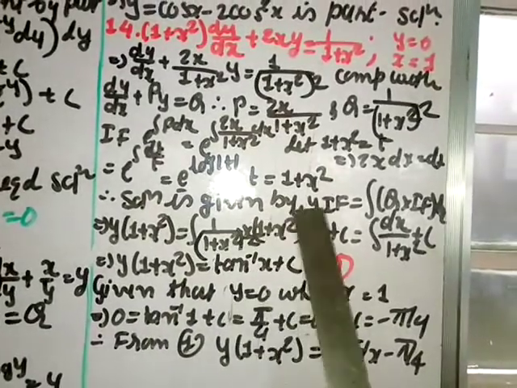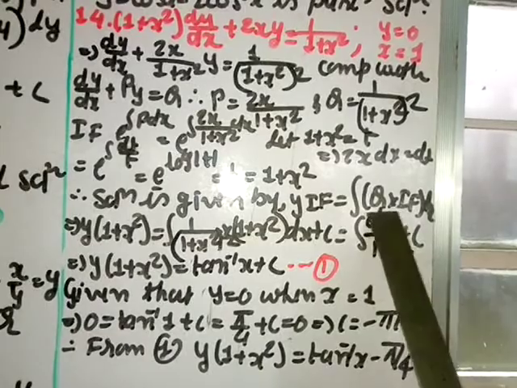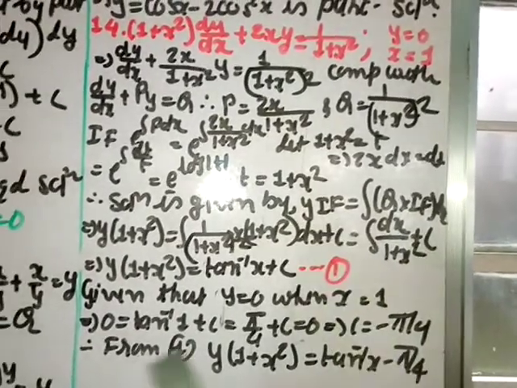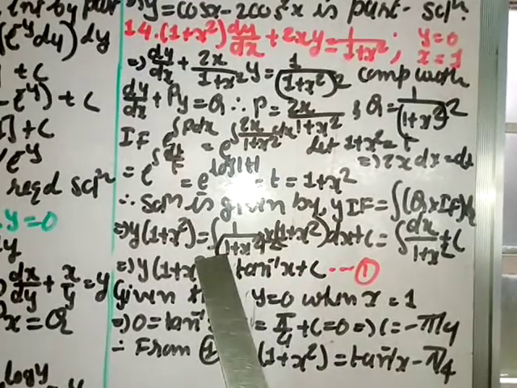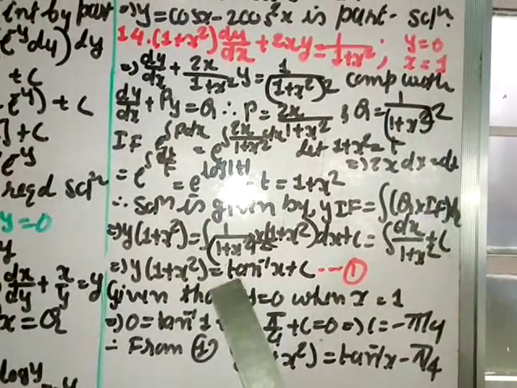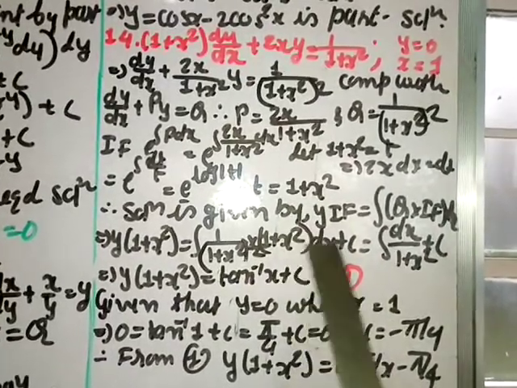Solution of the given differential equation is y into integrating factor equal to integral q into integrating factor dx. Okay, let us put the value. So y into 1 plus x square, that is the integrating factor, equal to integral, the q value is this one, 1 by 1 plus x square whole square, into the integrating factor 1 plus x square dx plus c.